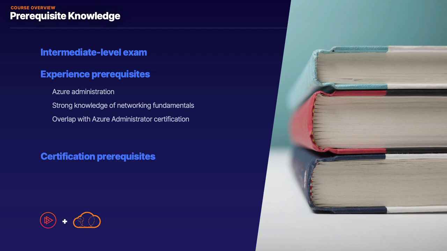Now, the certification prerequisites are that there are no hard prereqs. You don't have to take any other exam or course before preparing for the AZ700. However, I highly recommend checking out the AZ104 before getting started with this course so that you can get your bearings on Azure administration and some basic networking fundamentals.